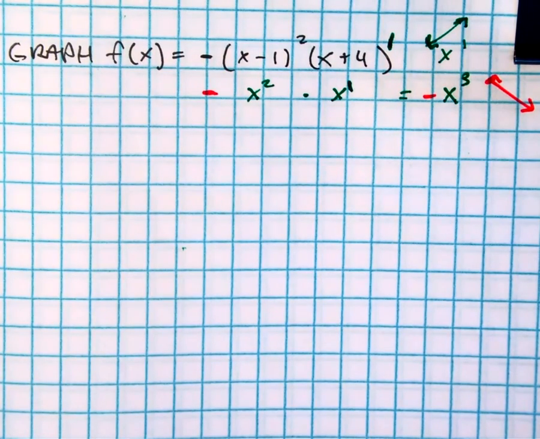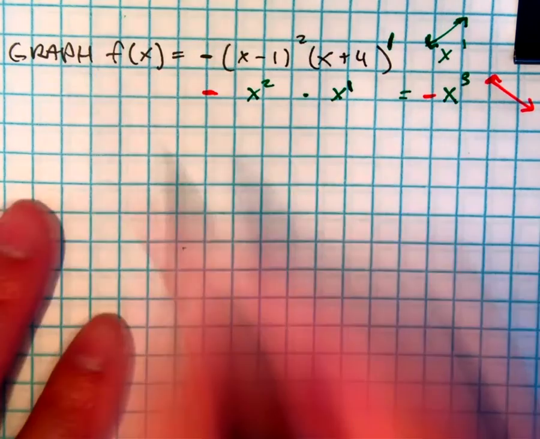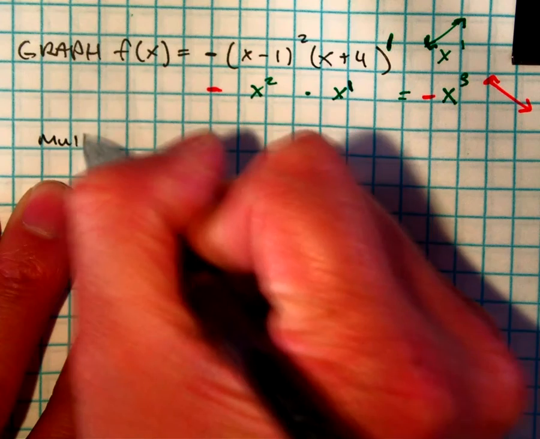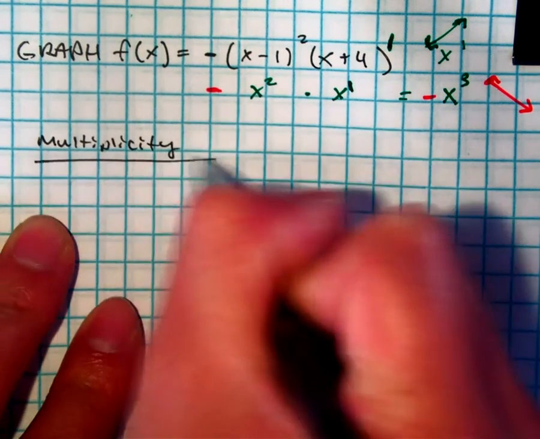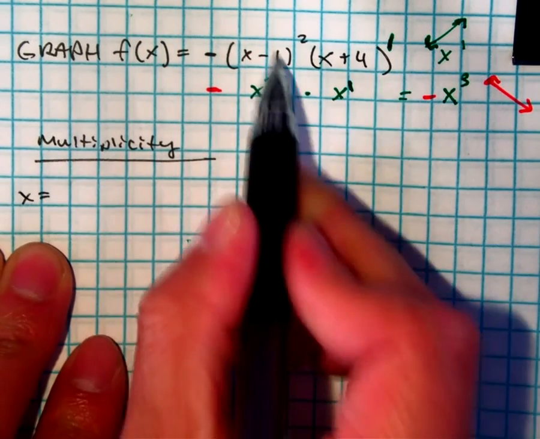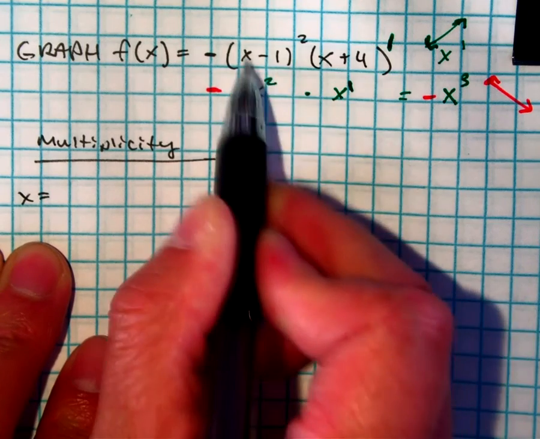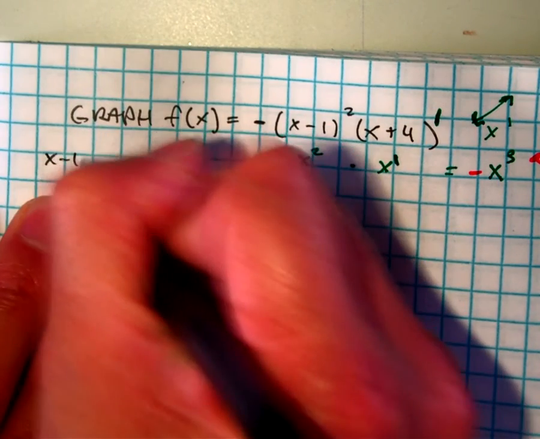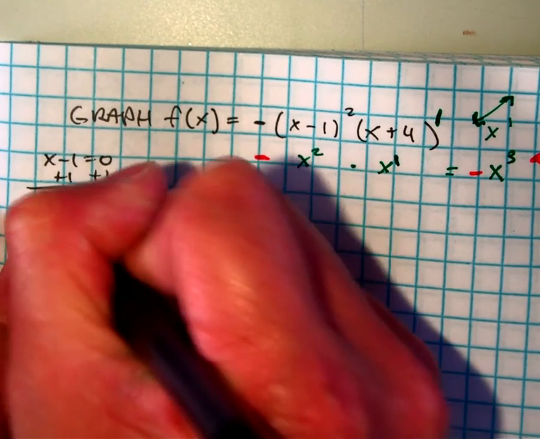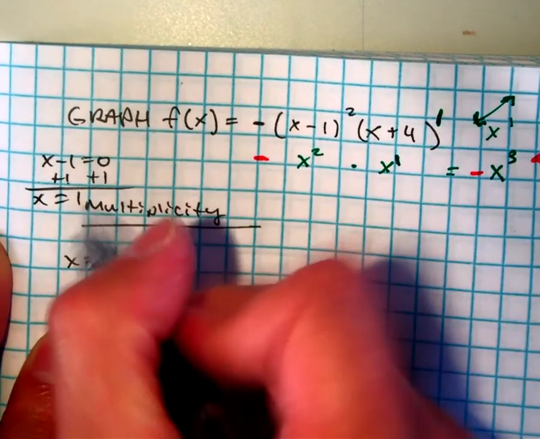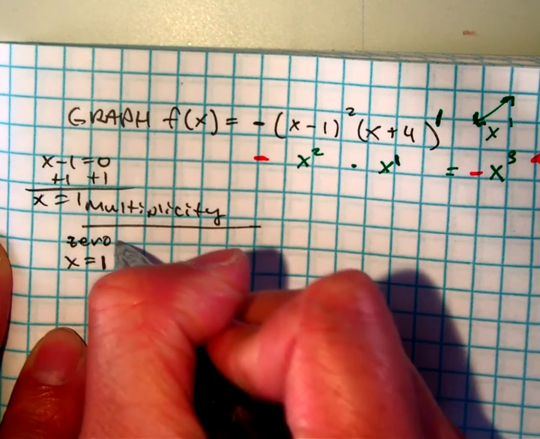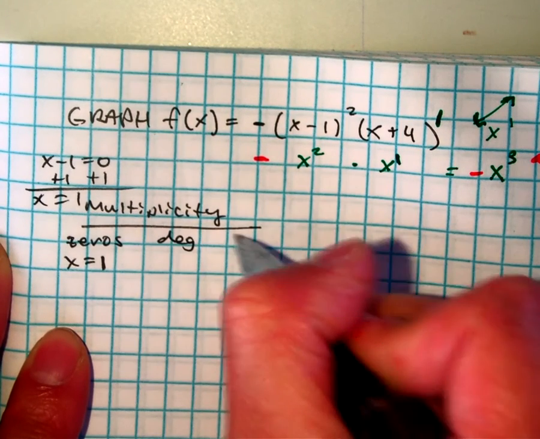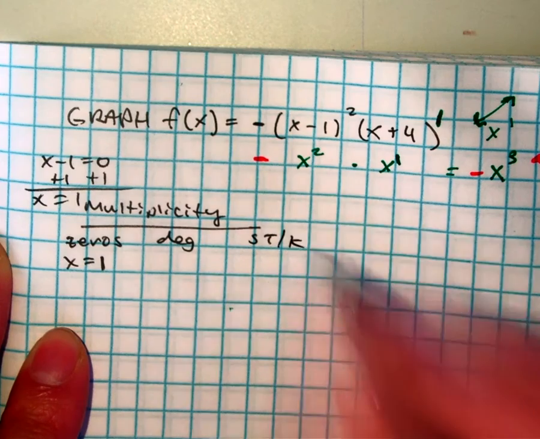Crystal, what's the next thing? We're going to do the multiplicity. It's just this chart that helps us organize it. Class, x is equal to what value here? Positive or negative 1? Positive 1. If you're not sure why that's a positive 1, you should be using the zero product rule. Add 1. X equals 1. So here is my zero, or zeros. This is our degree. And this is our shoot through or kiss.